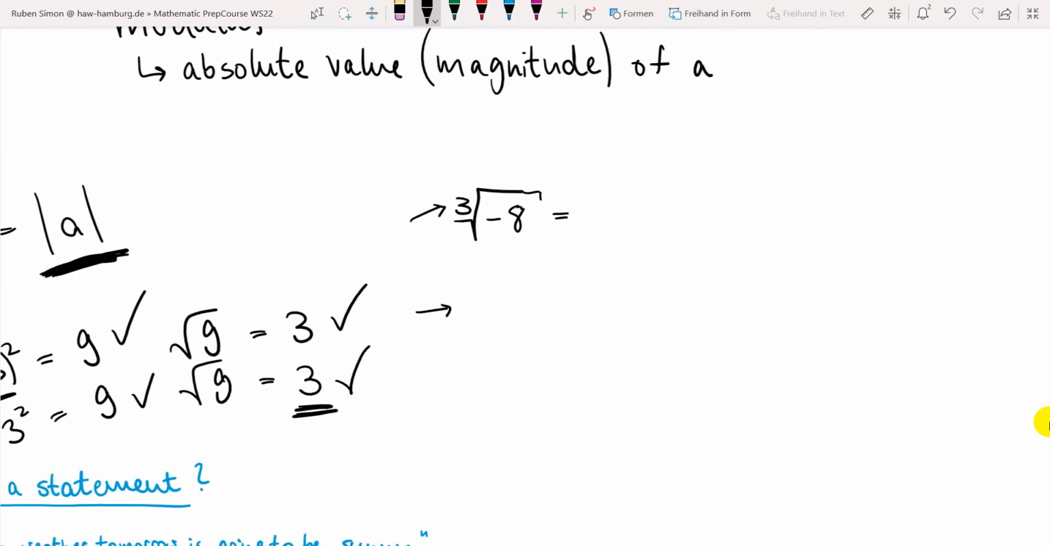Because we said that, for instance, we could never solve something like this. This does not have any result because we cannot have a square root out of a negative number among the real numbers. So if I'm replacing this with a variable name like a, there will be no result within the real numbers greater than 0.